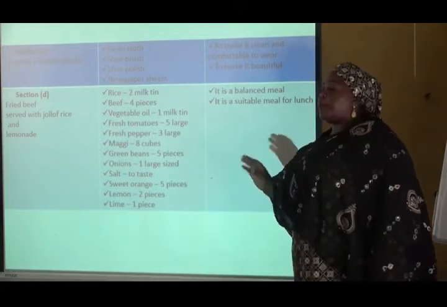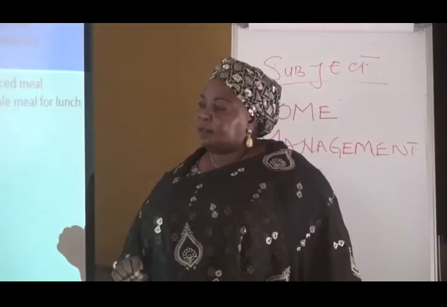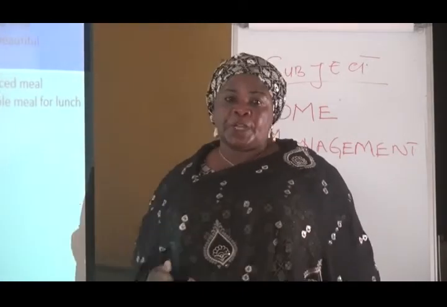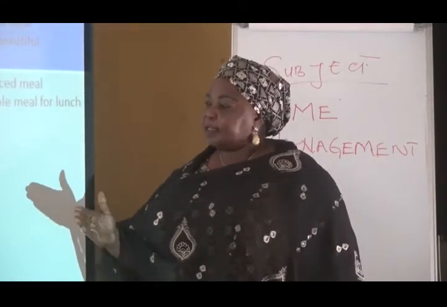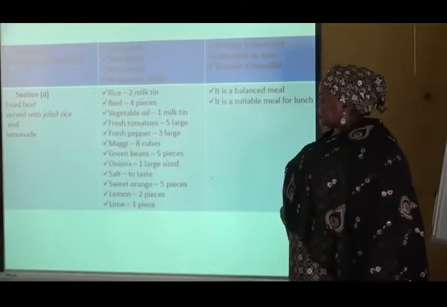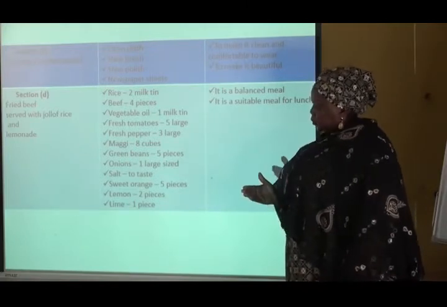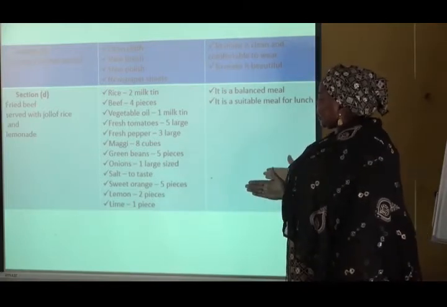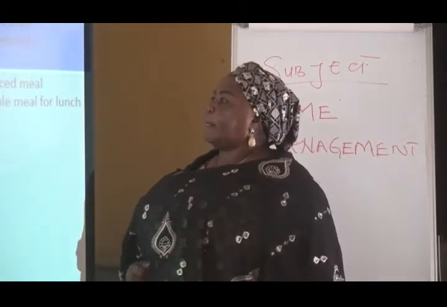Salt, it depends on my taste. Sweet orange for my lemonade. I need sweet orange, 5 pieces. I need lemon, 2 pieces. And then lime, 1 piece.